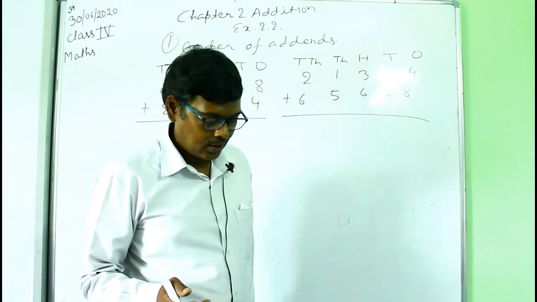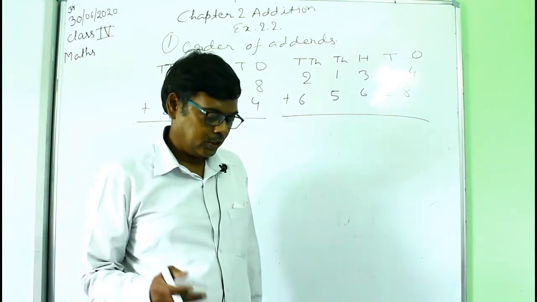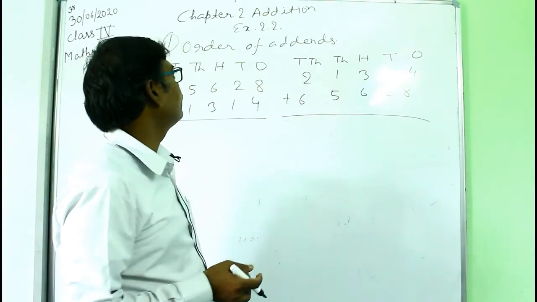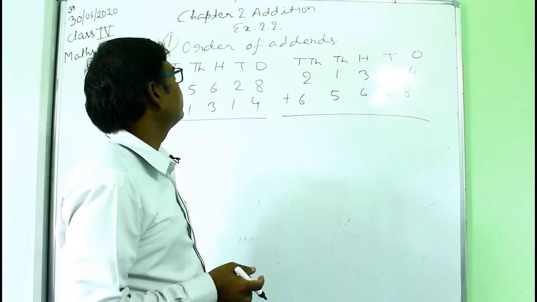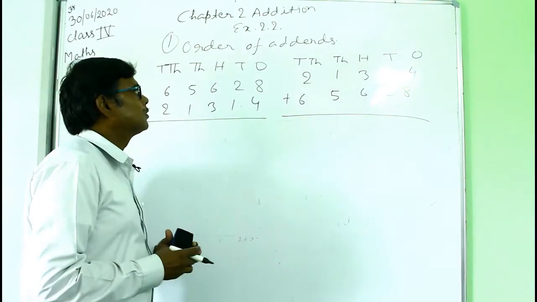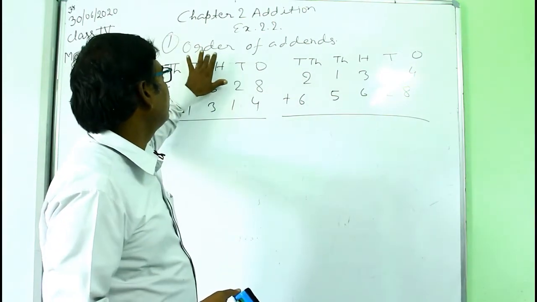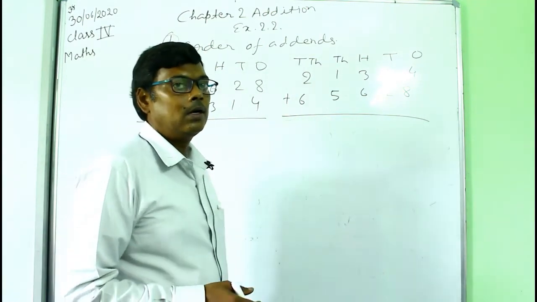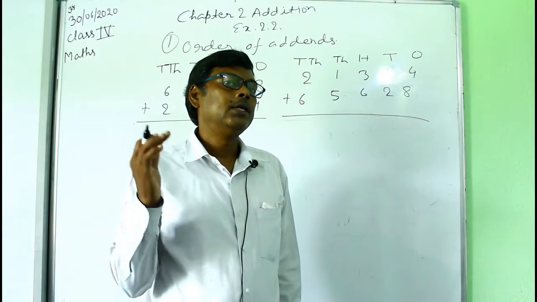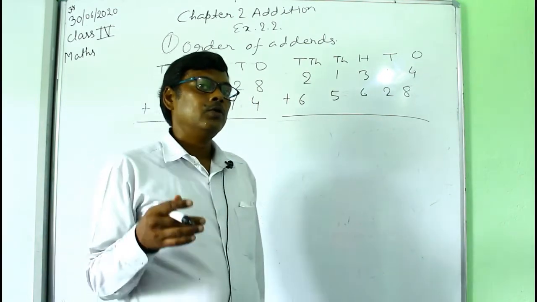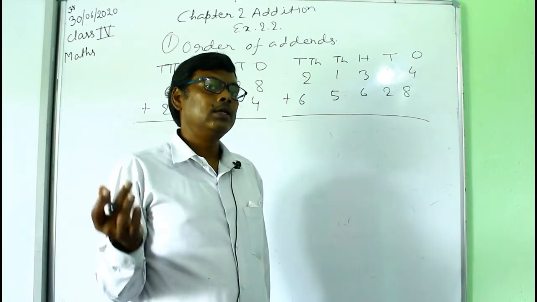So today I will explain to you the rules of addition. In these rules of addition we will do some exercises, like exercise 2.2 and 2.3. In these rules, first I will explain the order of addends. Order of addends means first understand the meaning of addends. Addends are the numbers which we are going to add. They are called the addends.